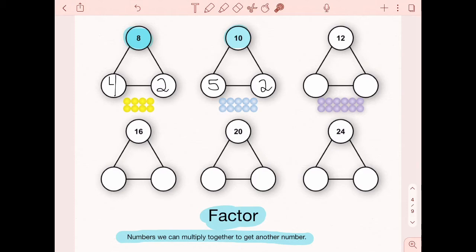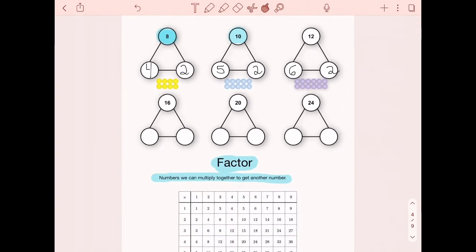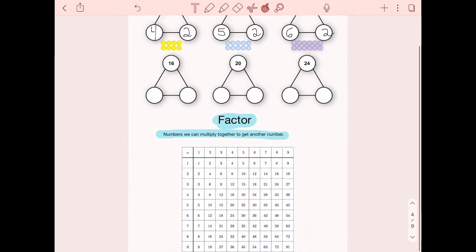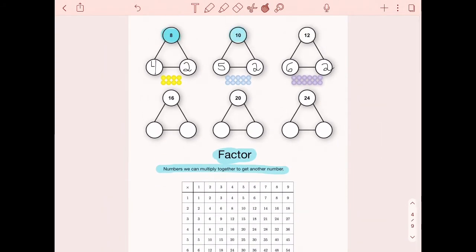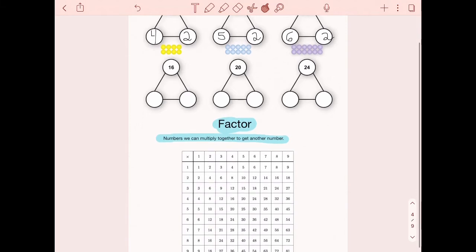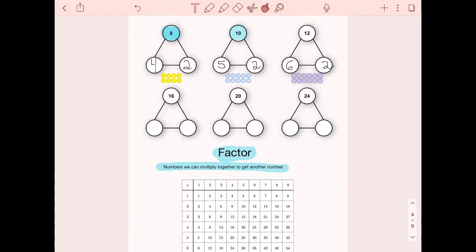I see here that I have a 6 bead. Okay, so I know that 6 is a factor of 12. 6 times what is 12? Let's see here. Well, 1, 2. 6 times 2 is 12. I know that 6 and 2 are both factors of 12. Now, really what we're doing here is we're starting with a number, and then we're seeing what numbers I multiply to get that number.